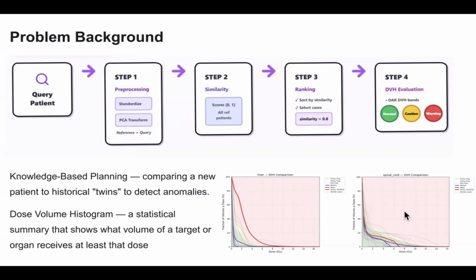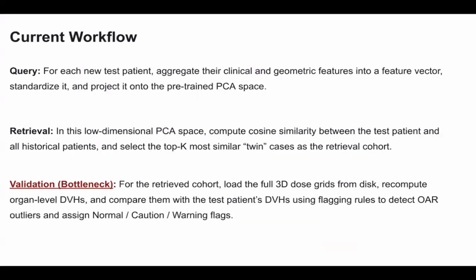And on the right side, the red line stays within the green zone, inside the typical range of the historical twins. In this situation, the dose looks consistent with past safe plans, so this organ should be flagged as normal.